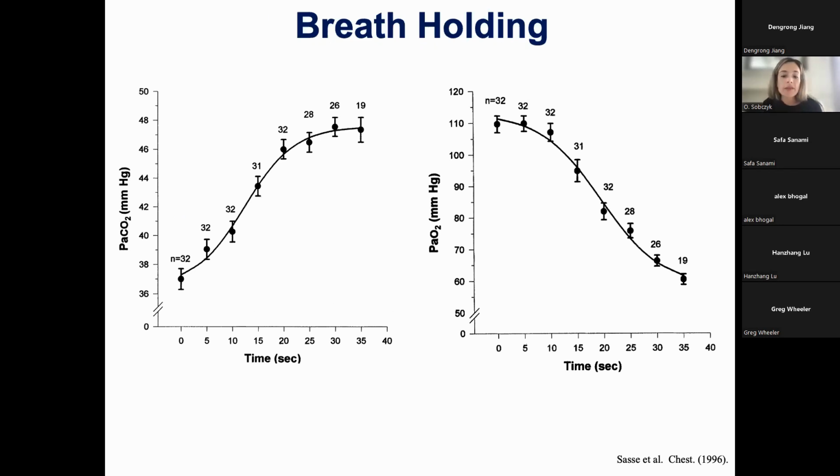So let's dive deeper into these CO2 methods. First is breath holding, which is simple. You just ask a subject to hold their breath, and the CO2 levels will slowly increase, and that will cause cerebral blood flow to increase.